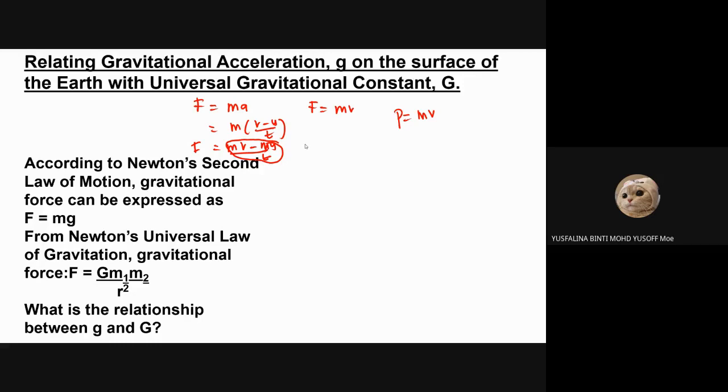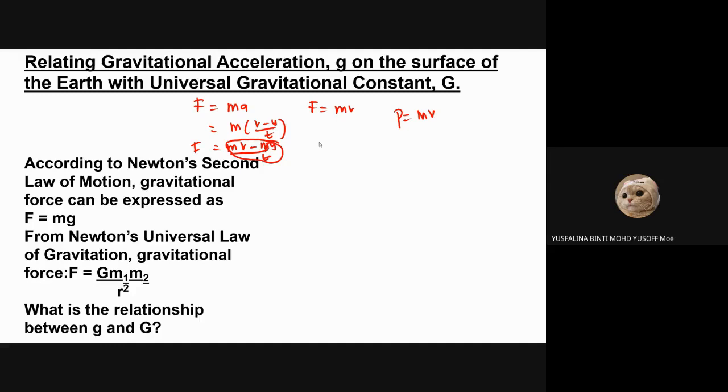Okay, so can someone tell me what rate of change of momentum is the meaning of? There is one physical quantity that has the meaning of rate of change of momentum. Yes, very good, Sajid. So impulsive force is the rate of change of momentum. According to Newton's second law of motion, gravitational force can be expressed as F equals mg. So why g, why not a? Actually a is the acceleration of an object, but g is a constant value, 9.8, so F equals mg. That one is derived from Newton's second law.